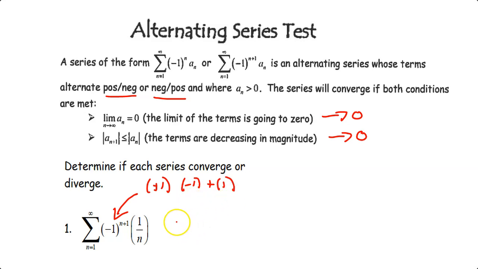So my first term is going to be a 1, and then we're going to subtract and get a half, and then we're going to add a third, and then we're going to subtract a fourth, and add a fifth, and so on. So this series does converge based on the alternating series test because my terms are alternating and they are decreasing towards zero.